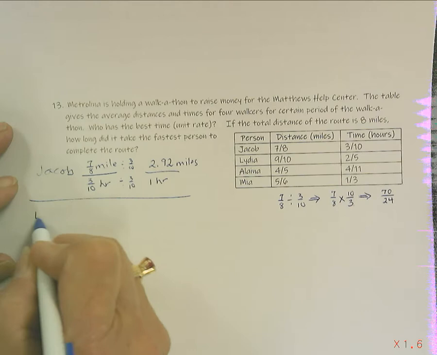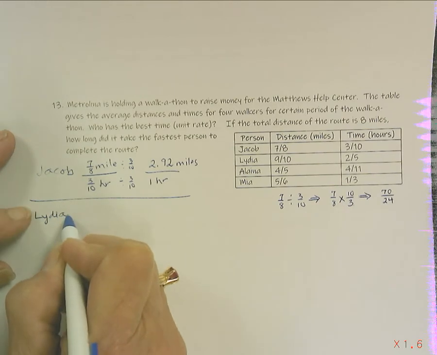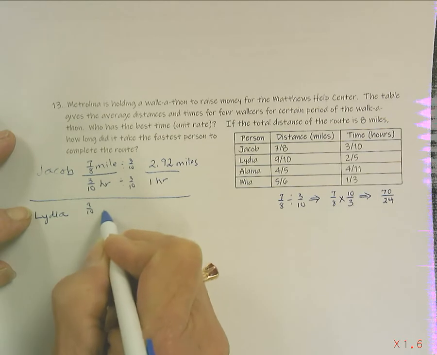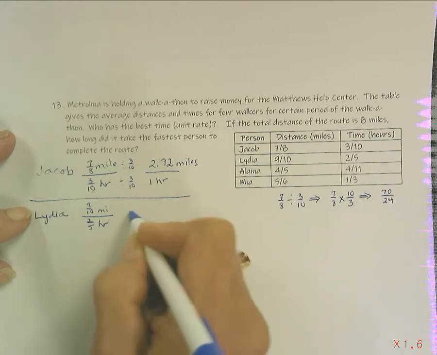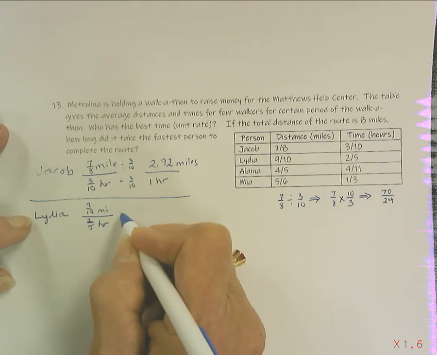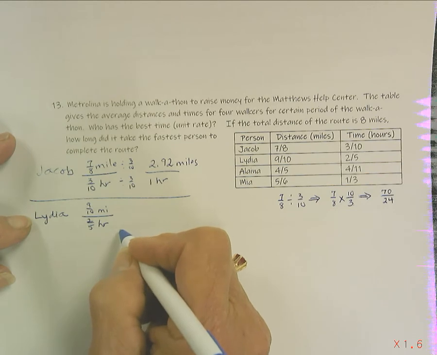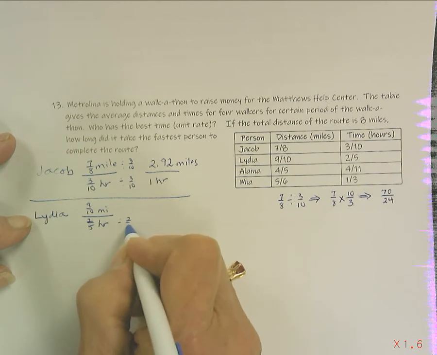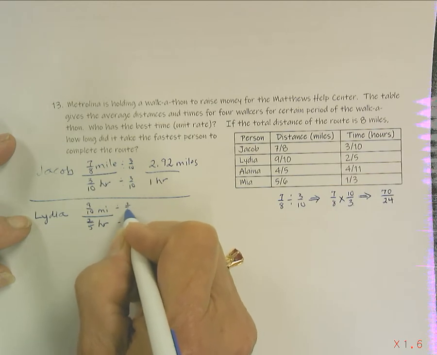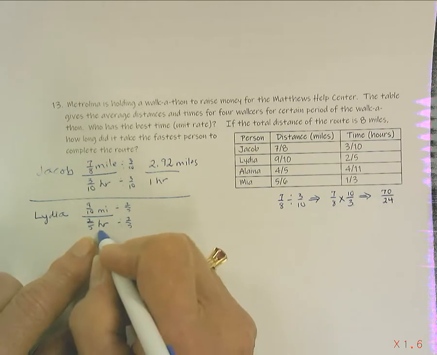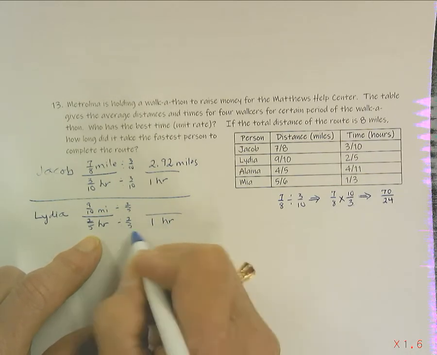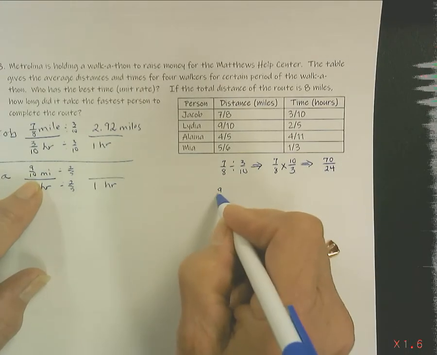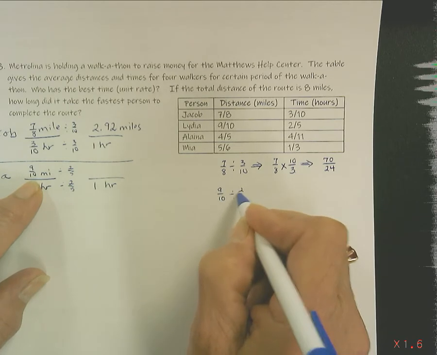All right, let's see about Lydia. Lydia can do 9/10 of a mile in 2/5 of an hour. How do I start this, Elena? Divide by the bottom number. Any number divided by itself gives you the number 1. So we're getting our unit rate. We got 1 hour. So let's see what we get when we do 9/10 divided by 2/5.